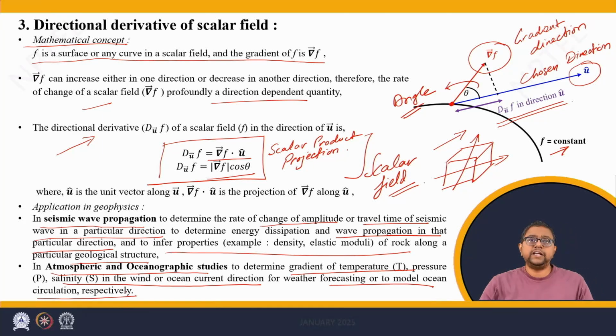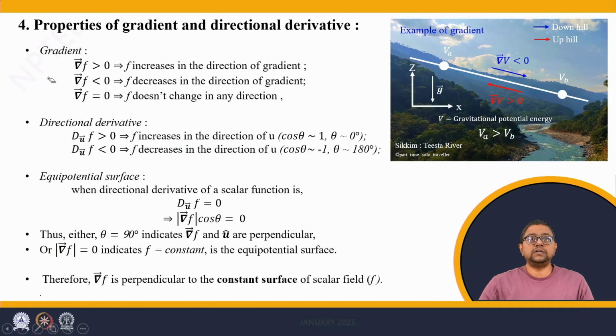In all these applications, the directional derivatives are important, where we obtain the entire field of directional derivative indicating the rate of change of that scalar under consideration, while the gradient gives the direction of maximum change, the directional derivative gives the entire scalar field. Now let us look into the various properties of gradient and directional derivatives.